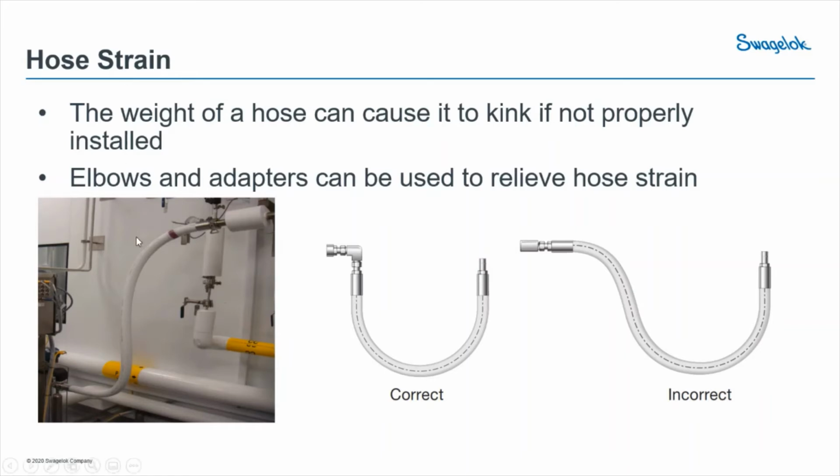And it's the same thing on the left here. You see this picture, it comes off, comes to the left, goes down, comes back to the left. You just add an adapter in there, an elbow. It's going to be much easier on that hose near the end connections.